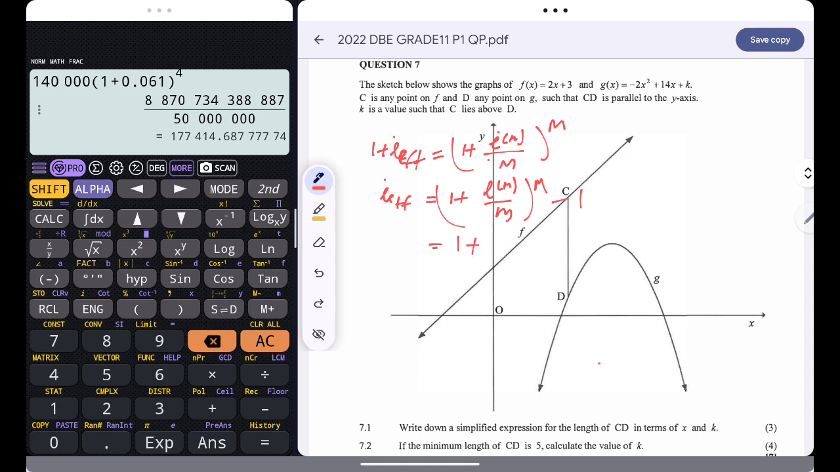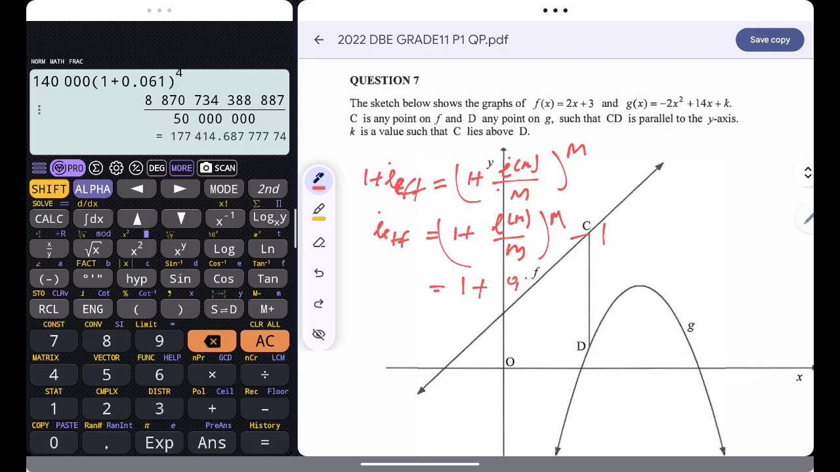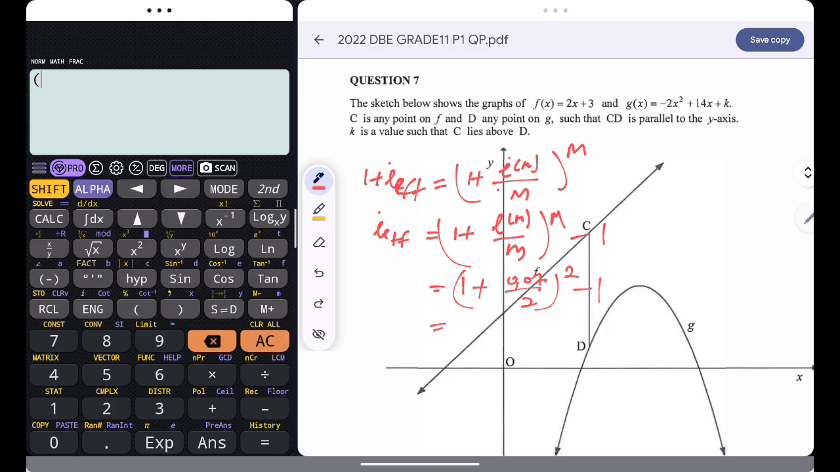Then now let me just substitute. I have 1 plus, they said how many percent? 7% per annum compounded semi-annually. That's 0.07 all over 2, to the power 2, minus 1. Whenever I punch my calculator, I have (1 plus 0.07 all over 2) all raised to the power 2, minus 1. So this will give me 0.071225 as i effective.